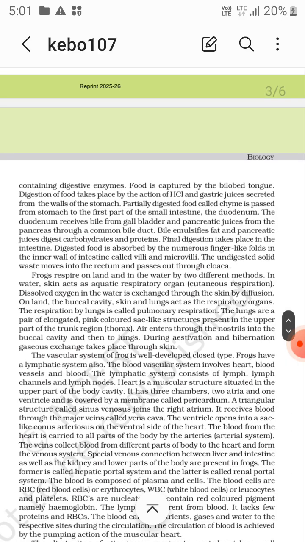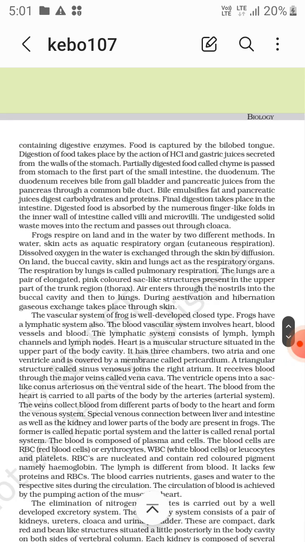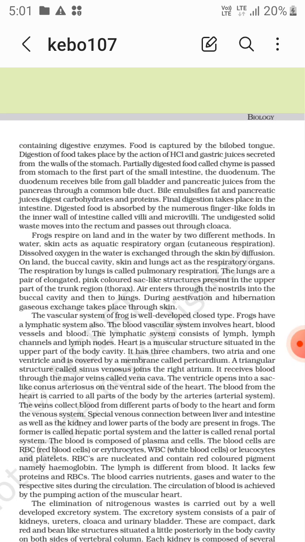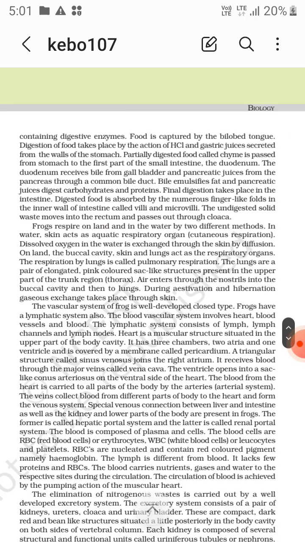Partially digested food called chyme is passed from the stomach to the first part of the small intestine, that is the duodenum, right? The duodenum receives bile from the gallbladder and pancreatic juice from the pancreas through a common bile duct. Bile emulsifies fat and pancreatic juices digest carbohydrates and proteins, right? Final digestion takes place in the intestine.